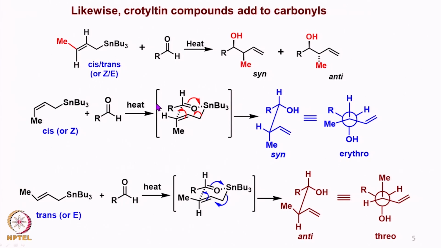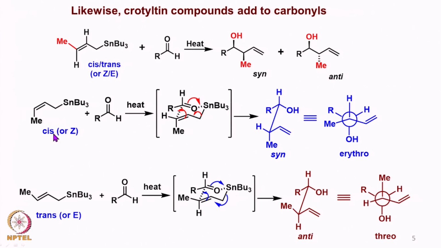Likewise, we can react crotyl tin compounds with carbonyl compounds to form CC bonds. For example, if we start with a crotyl tin molecule like this, in which the double bond is either Z or E oriented, then upon reaction with aldehyde under heating conditions we can get either the syn product or the anti product. That means from the Z olefin we get the syn product, and from the E olefin we get the anti product.